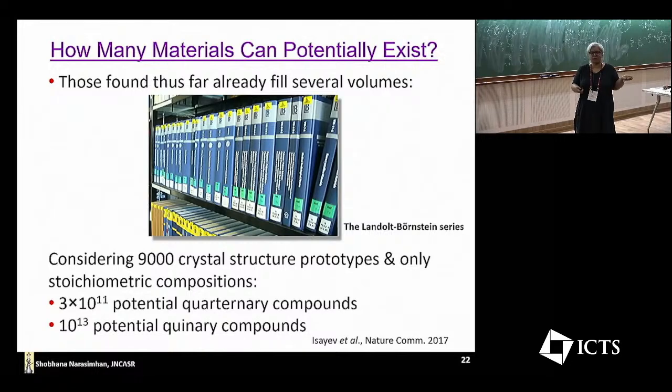Before the internet came, when I was a postdoc, if we wanted to know all the materials that people had made, we had to look at a series of books called the Landolt-Bernstein series, book after book after book in the library. Now, of course, it's on the internet, but people have tried to estimate how many can potentially be made. If you say you have maybe 9,000 possible crystal structures, then for a quaternary compound, made of 4 different elements, they estimate the possibilities are of the order of 10 to the power 11. And for quinary, with 5 different elements, it goes up to about 10 to the power 13. This is a huge space to explore. You can't really hope to do it in some random way, so we have to find some organized way of doing this.